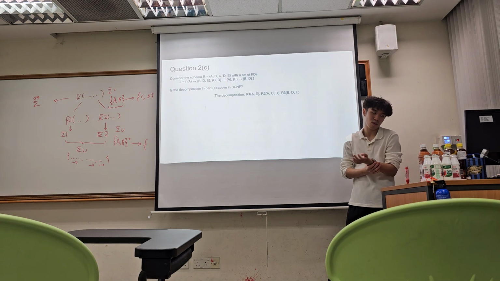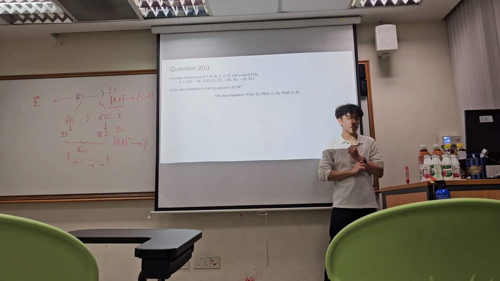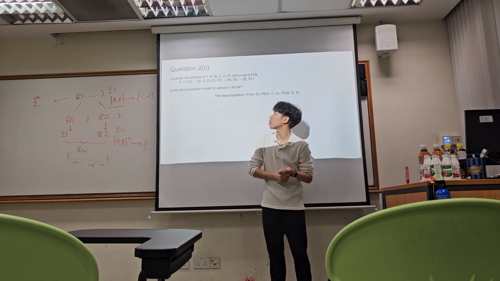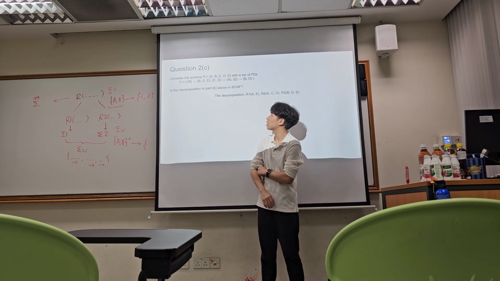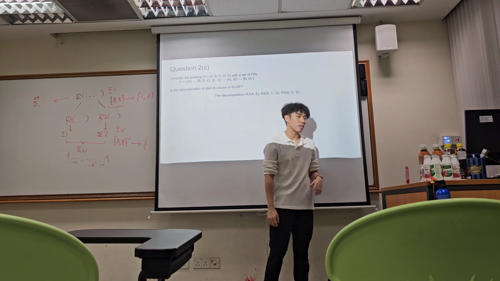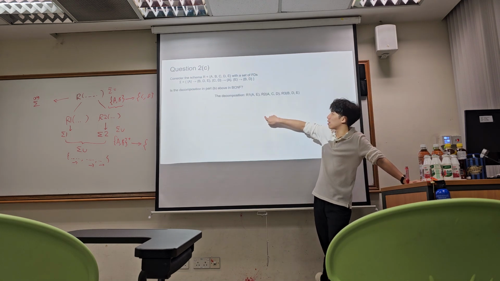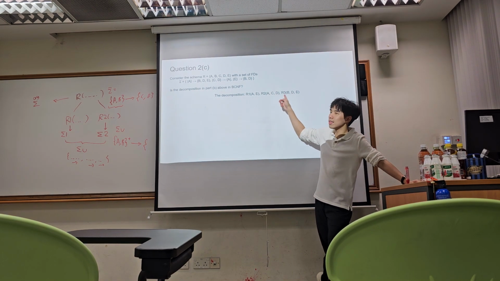So now let's move on to 2C. Let's consider the schema. R will be 5 attributes A, B, C, D, E, and we have a set of functional dependencies sigma here. And is the decomposition in part B above in BCNF? If you still remember, this is our decomposition: R1, R2, and R3. Is this in BCNF?